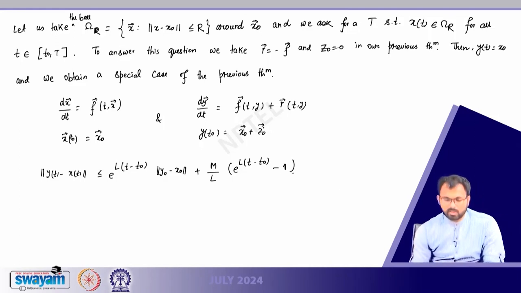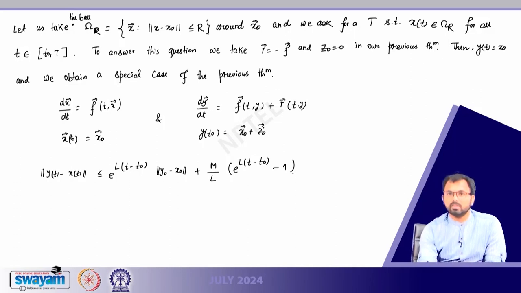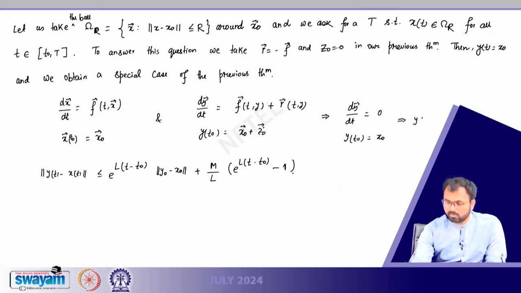So, in this theorem, we are taking r equals minus f, then our dy/dt will become 0, and if you take z0 equals 0, then from here we get dy/dt equals 0, since r equals minus f, and y at t0 becomes x0 because we are substituting z0 equals 0. So, from here obviously the solution will be y(t) equals x0.